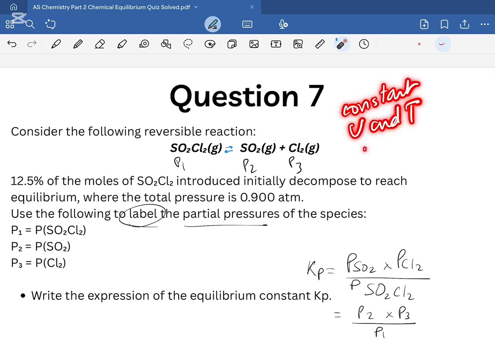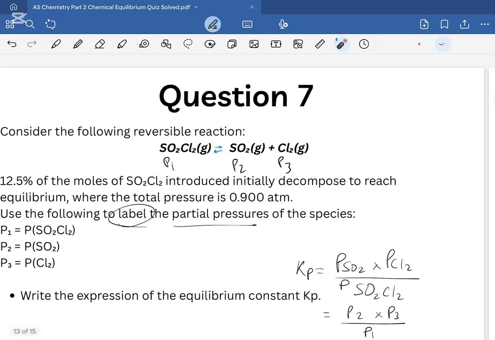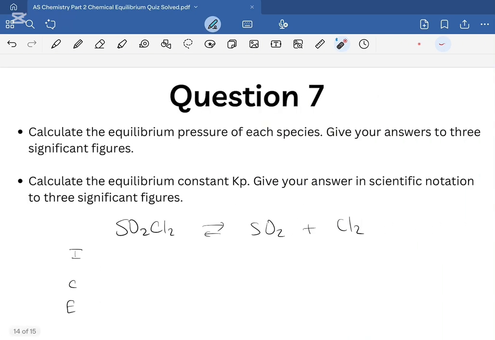And as you know, PV is equal to nRT. Since these are all constants, the pressure is directly proportional to the number of moles when I'm working with gases. So I can work with pressure in the ICE table, and I need to work with pressure since I'm going to be finding the partial pressure, or the equilibrium pressure, for each of the species given.